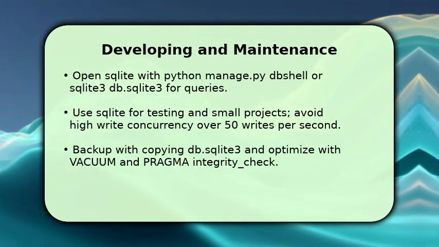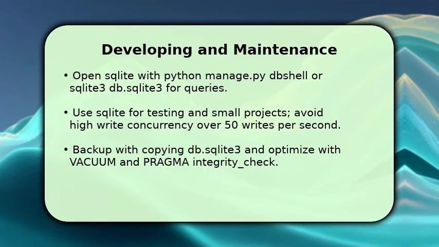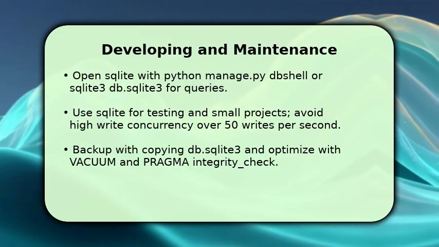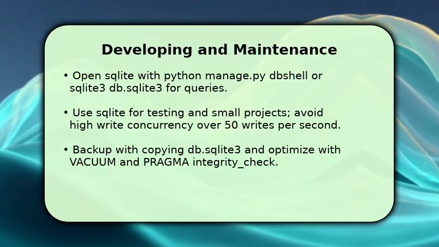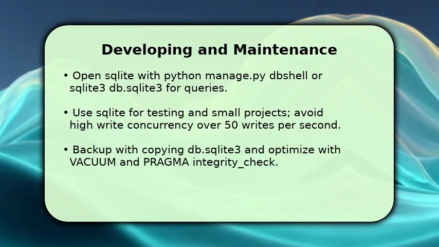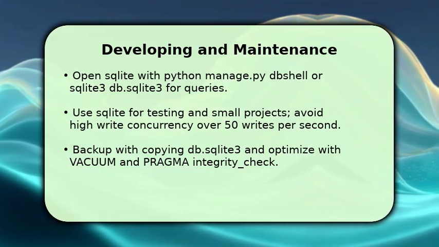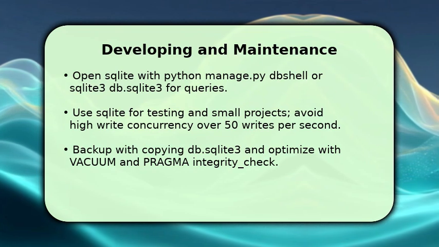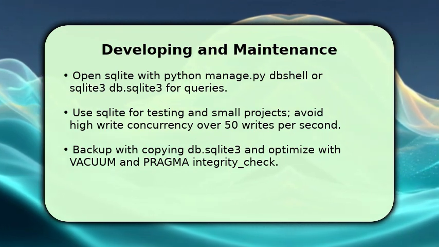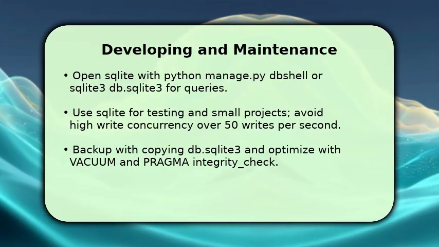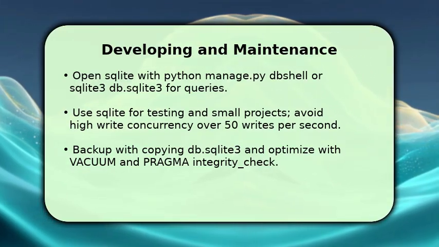For local development and demos, SQLite works very well and requires 0 extra services to run. Avoid using SQLite for heavy production workloads with frequent concurrent writes. It is best for testing and small projects under about 50 writes per second. Backup by copying the db.sqlite3 file while the server is stopped, and use VACUUM and PRAGMA integrity_check to optimize and verify integrity.